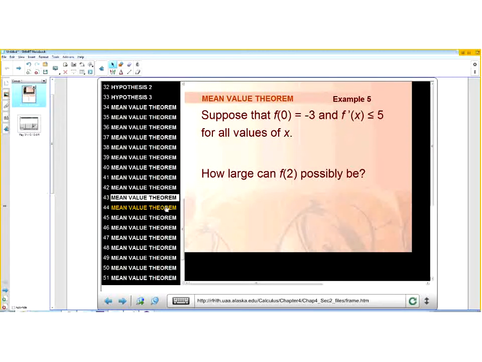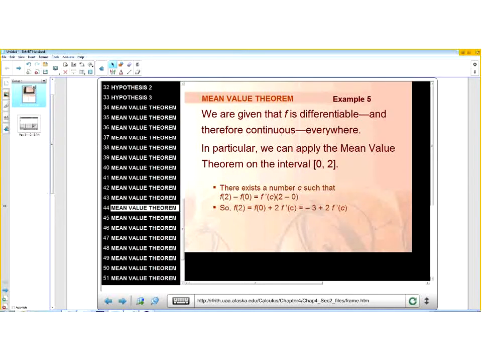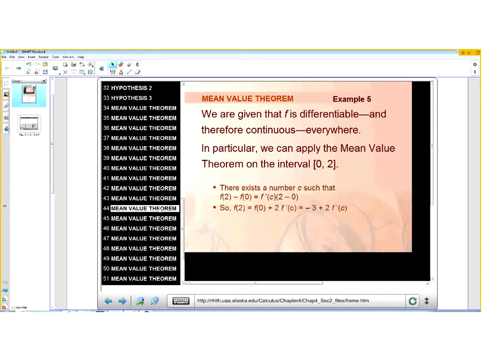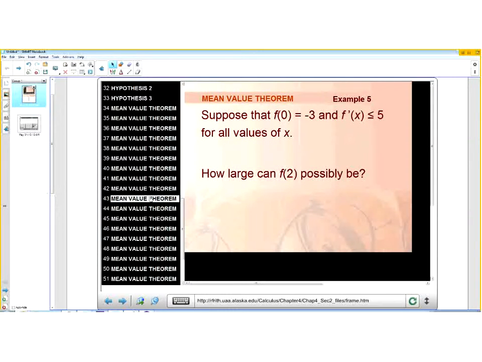We're given that f is differentiable and therefore it's continuous. Remember the theorem from chapter 2: a differentiable function is always continuous, but not vice versa. So because it's differentiable and continuous, we can apply the mean value theorem on the interval 0 to 2. And why do we want to do that? Because we want to know how large f of 2 can be. We have f of 0 is -3, and we want to know the maximal value of f of 2.